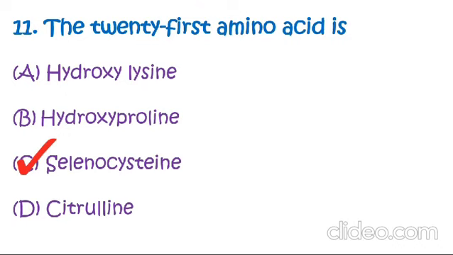It is unique among all the standard amino acids, because selenium is found in it in place of the sulfur of cysteine, in the selenocysteine. So the correct option is option C.